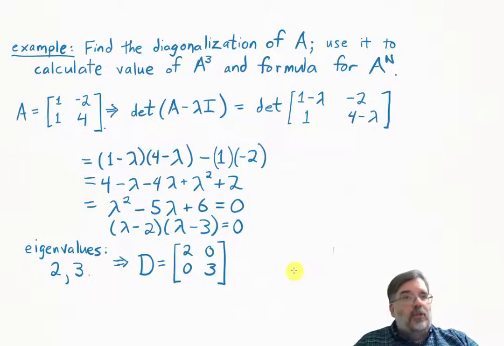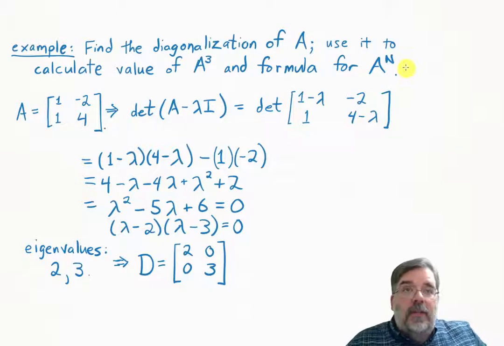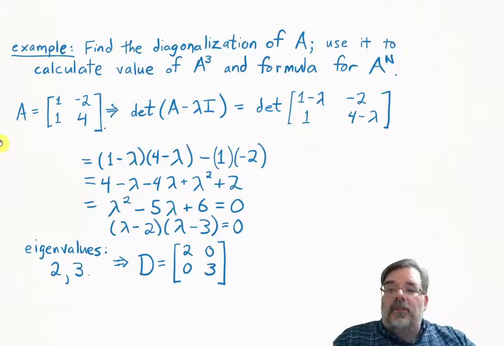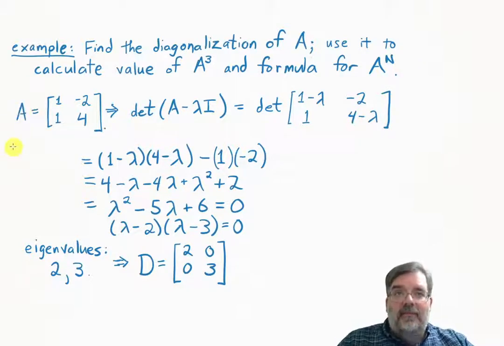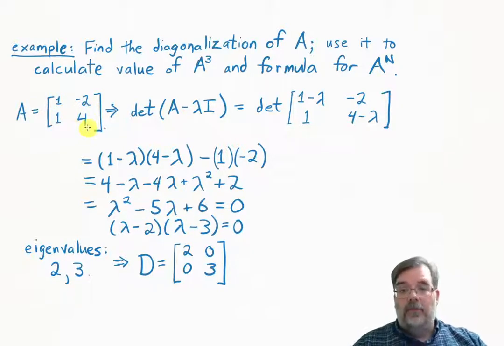So let's do an example. Let's find the diagonalization of a matrix A. We'll use it to not only calculate the cube of a matrix, A cubed, but we can also derive a formula for the nth power of a matrix. So to start off, let's say that A is the matrix 1, -2, 1, 4.